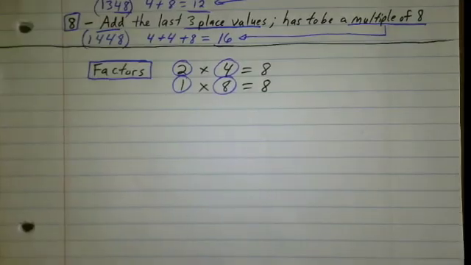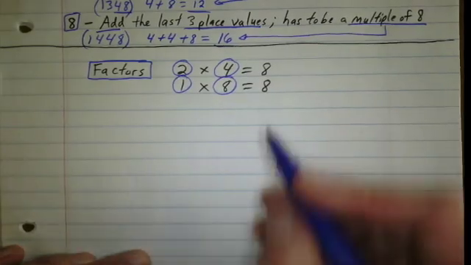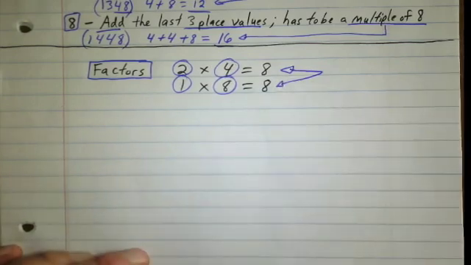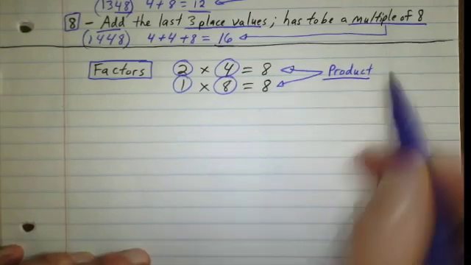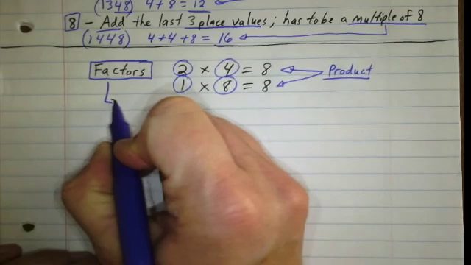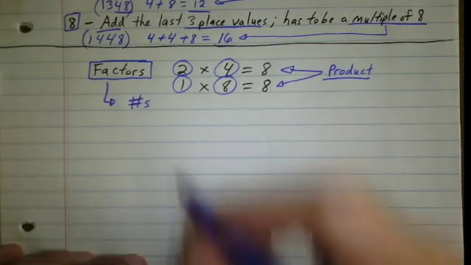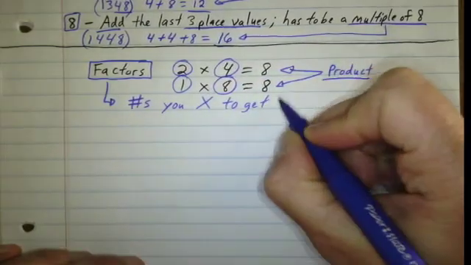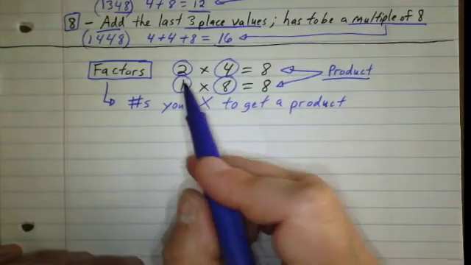So what are factors? Factors are the numbers we're multiplying to get an answer or to get a product. So you heard me say product. Yes, anytime you are multiplying, the answer to multiplication is called the product. So there's a term. Factors are the numbers we multiply to get that product. So factors are really just numbers, the number sign with an S, you multiply to get a product. So in this case, we were trying to get 8. Its factors are 1 and 8, 2 and 4.